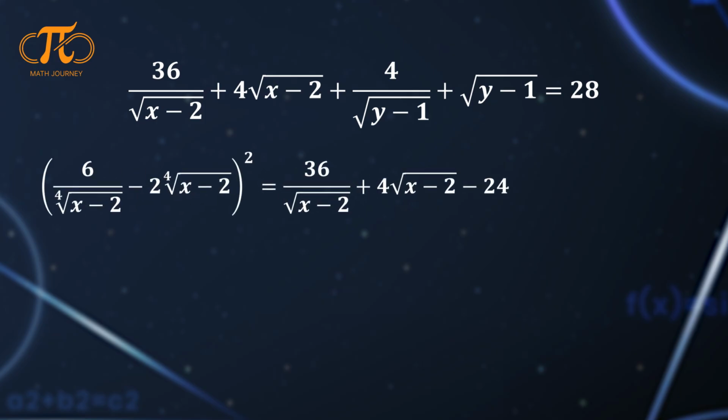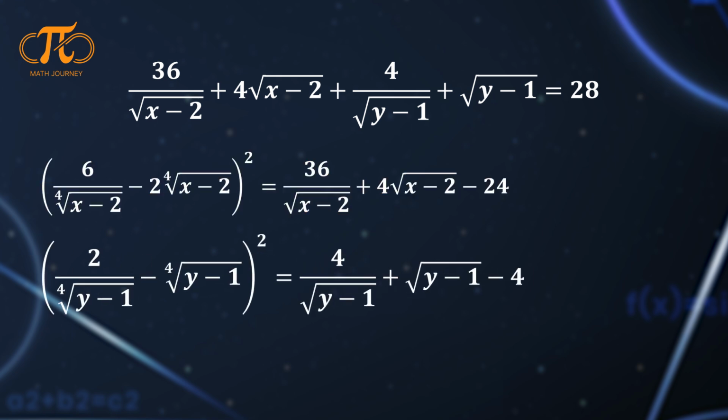For the first part, 6 divided by the fourth root of x minus 2, minus 2 times the fourth root of x minus 2, squared, gives us 36 divided by the square root of x minus 2, plus 4 times the square root of x minus 2, minus 24. For the second part, 2 divided by the fourth root of y minus 1, minus the fourth root of y minus 1, squared, gives us 4 divided by the square root of y minus 1, plus the square root of y minus 1, minus 4.